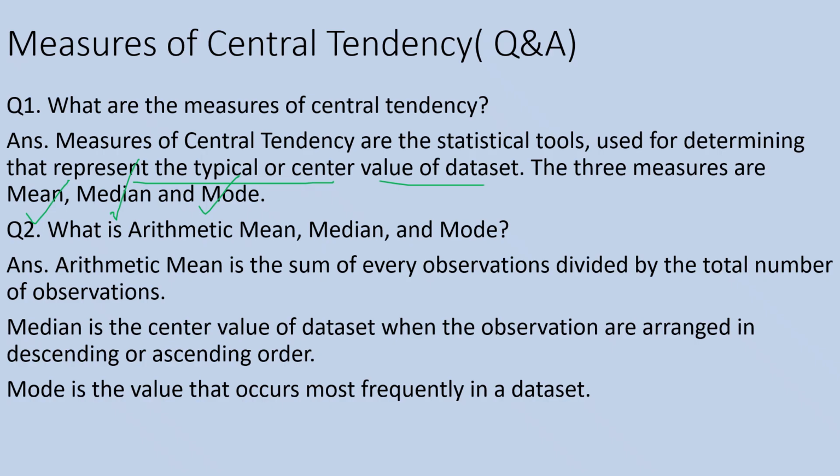Now we come to: what are arithmetic mean, median, and mode? The arithmetic mean is the sum of the observations divided by the total number of observations. Median is the central value of the data set, or the middle value when the observations are arranged in descending or ascending order. The third one is mode, which is the value that occurs most frequently in a data set. So these are the three definitions of arithmetic mean, median, and mode.